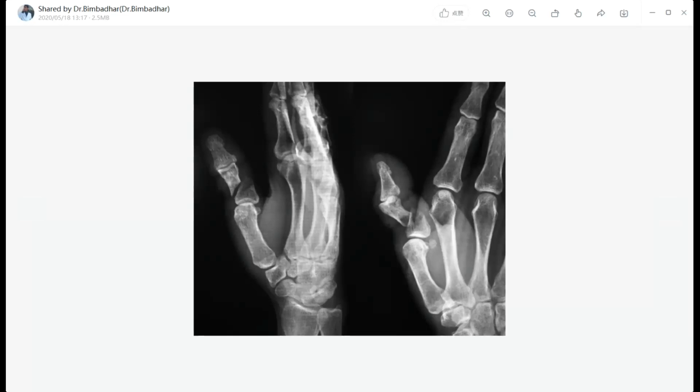It's not the little finger. Okay, see, it's not the little finger. How can I know it is not the little finger? Because this is the radius. Okay, this is the radius. On the radial side you have the thumb. On the ulnar side you have the little finger. Yes or no?